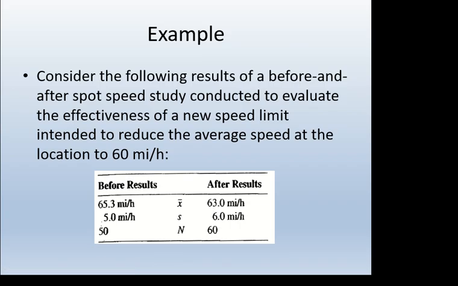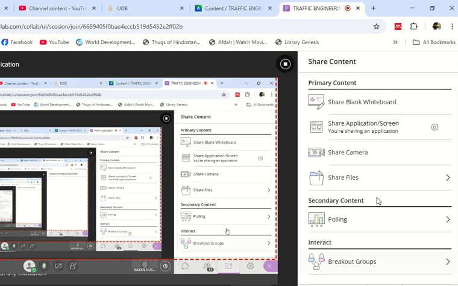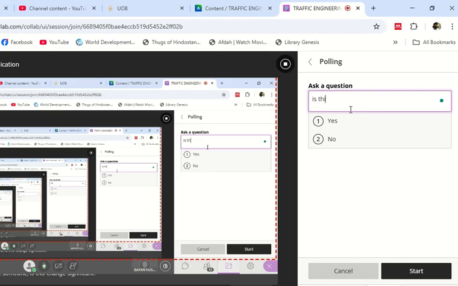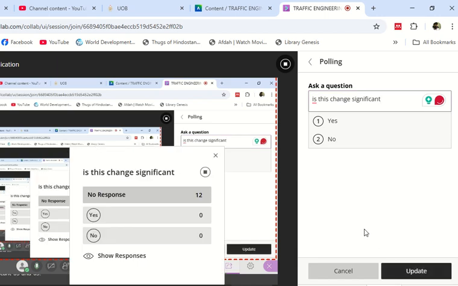Without any calculation, if I ask someone, is this change significant? 65 and 63. Is this a significant change? What will be your answer? Tell me. The before is 65, the after is 63. Is this a significant change in the values? No? Yes, somebody says yes as well. Equal, yes and no. Very good.